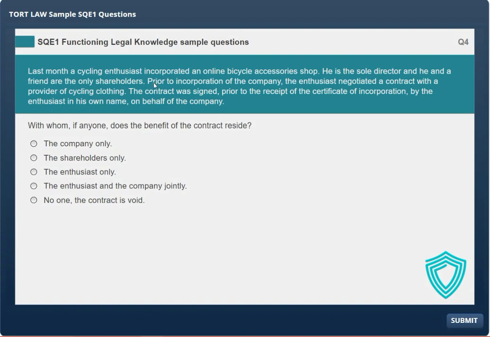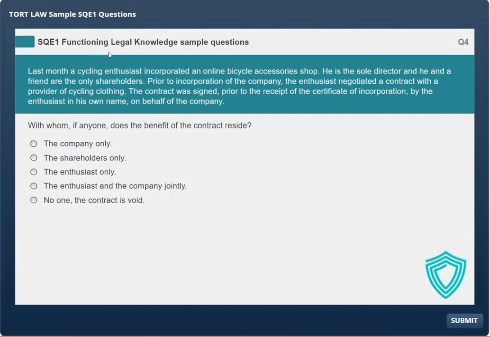So the last one: last month a cycle enthusiast incorporated an online bicycle accessory shop. He is a sole director, and he and a friend are the only shareholders. Prior to incorporation of the company, the enthusiast negotiated a contract with a provider of cycle clothing. So this is before it was incorporated. The contract was signed prior to the receipt of the certificate of incorporation by the enthusiast in his own name on behalf of the company. That doesn't sound right, does it? With whom, if anyone, does the benefit of the contract reside? The company only, the shareholders only, the enthusiast only, the enthusiast and the company jointly, or no one, the contract is void.